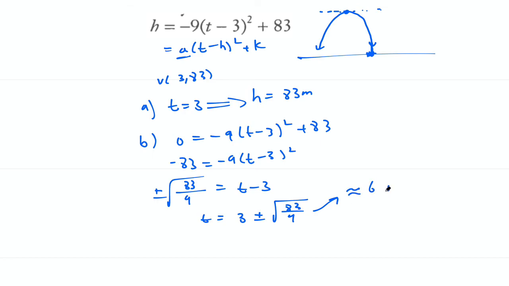approximately 6 seconds, or sorry, this is in seconds. So 6 seconds, or when we do 3 minus square root of 83 over 9, you end up getting negative 0.03 seconds, right? But we can't have a negative time, so we have to choose this time. Okay, so when t is approximately 6 seconds, will the flare hit the water?